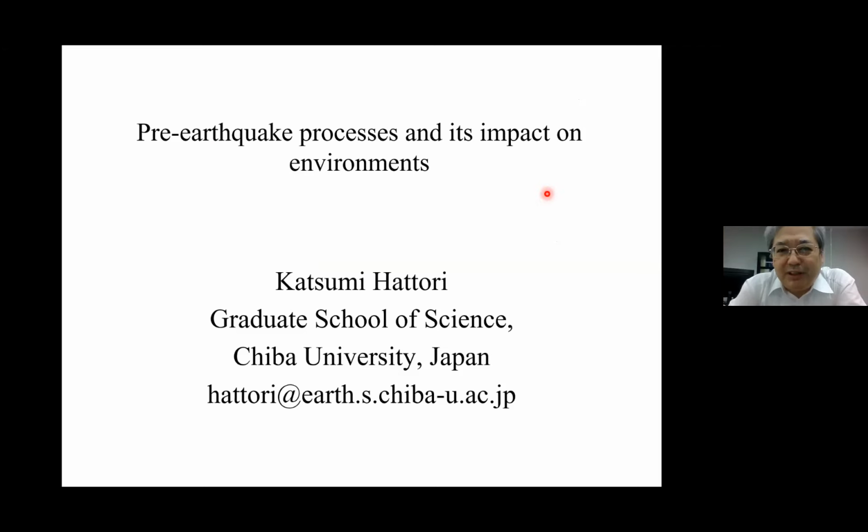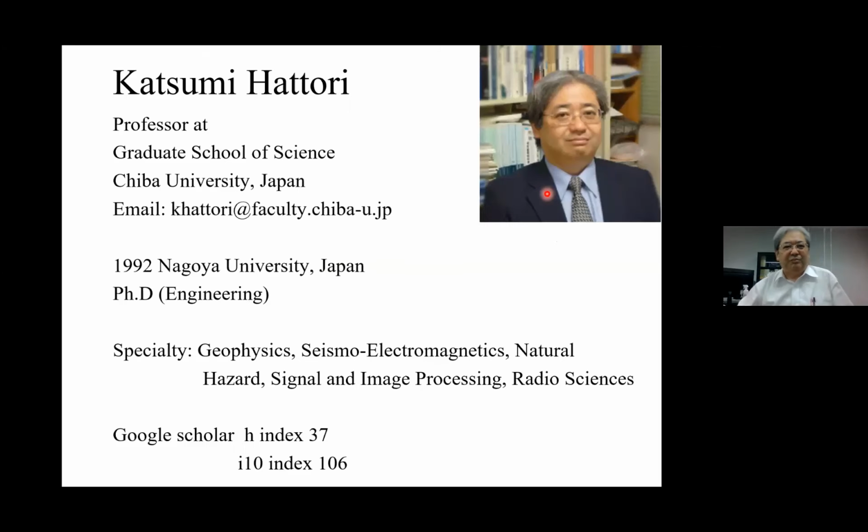Okay. Selamat pagi. Nama Katsumi Hattori, Chiba University. Is it correct? I don't know, but it's okay. The title of my talk today is Pre-earthquake process and its impact on environment. And Professor Yudi introduced me very nicely, so I don't need to tell about it. Anyway, this is my face, and this is my email. If you have any question, you can contact me directly. It is very welcome.